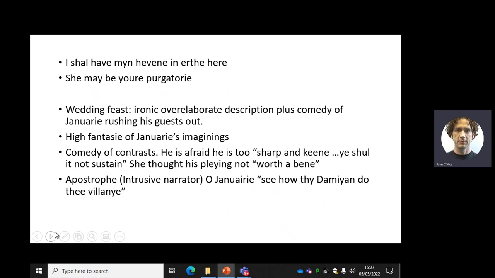Now, forgive me while I go quickly, but you'll be sent this PowerPoint afterwards as well. Look out for quotes about heaven, marriage being heaven. Remember that quotes show, you know, mine heaven here on earth. Now remember, you can't have two heavens. And so she may well be your purgatory. You get lots of references to the idea of hell, being hell on earth in marriage.